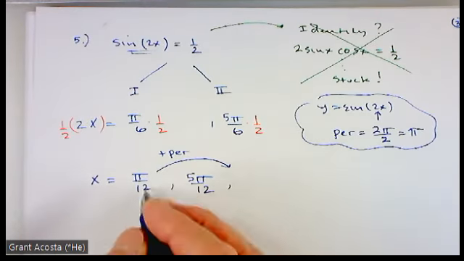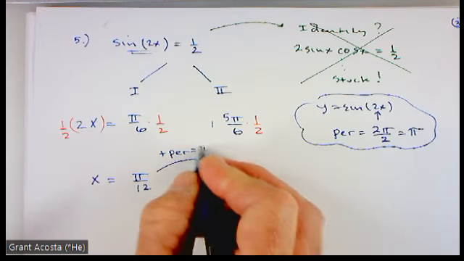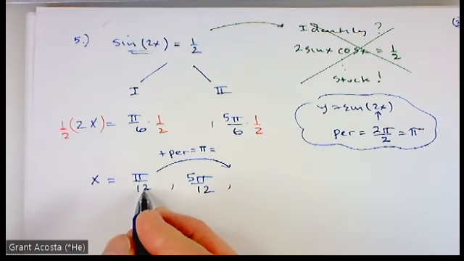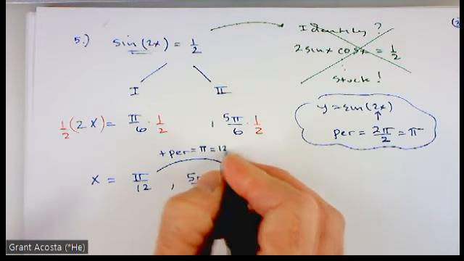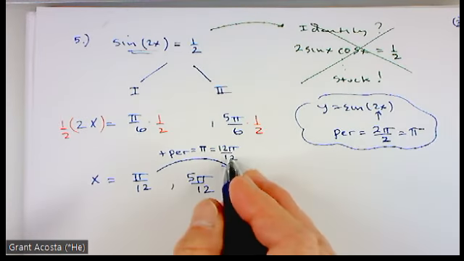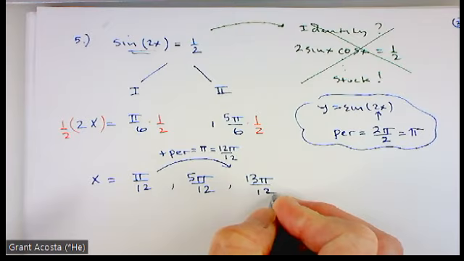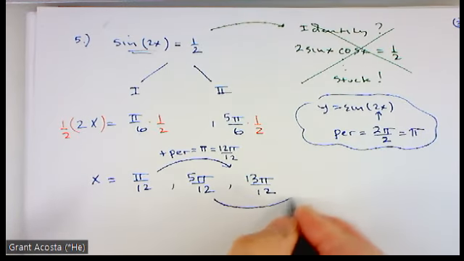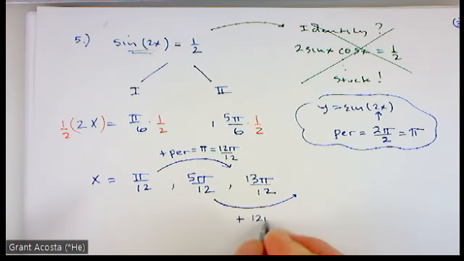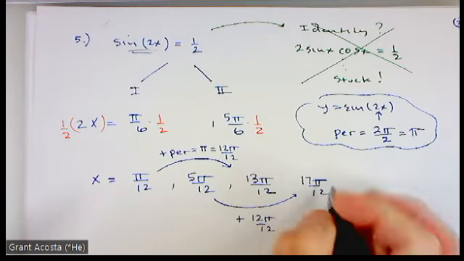So what we want to do to these two answers is add the period pi. But if I'm about to add pi to pi over 12, we want to think of pi as 12 pi over 12. Plus pi over 12 gives me my next answer of 13 pi over 12. And then if I do the same thing here, I'm going to get 17 pi over 12.